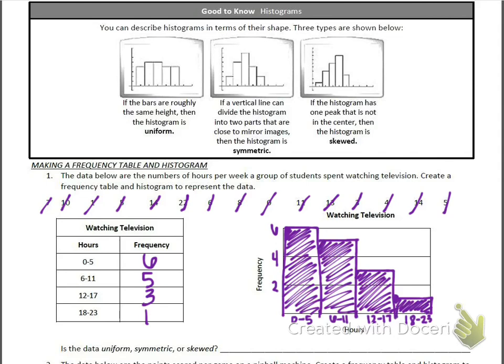Okay? So then my last question is this data uniform, symmetric, or skewed? Uniform means about the same across the whole way. Does this look about the same across the whole way? No. Symmetric means we can fold it in half and it's about the same. So if I were to fold it in half, does this look symmetric? No. Skewed means that the peak is somewhere besides the center. Is this one skewed? Yes. So we would answer the question, the data is skewed.